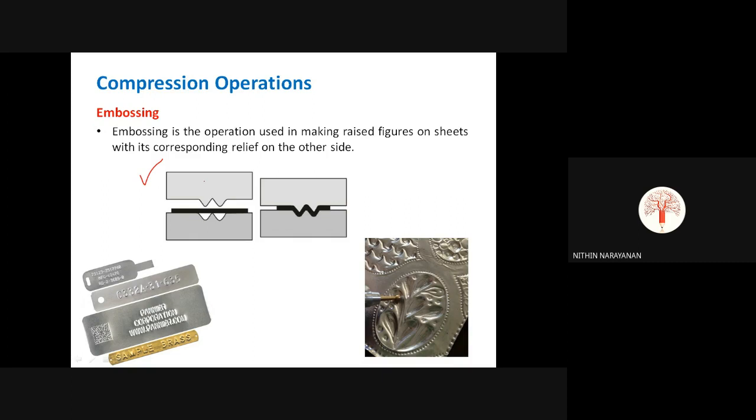This is a die, another lower die will be there. So the part to be made or the impression to be made on the material will be carved on the die. So while we are applying compression or compressive force here, we will get the final shape like this.